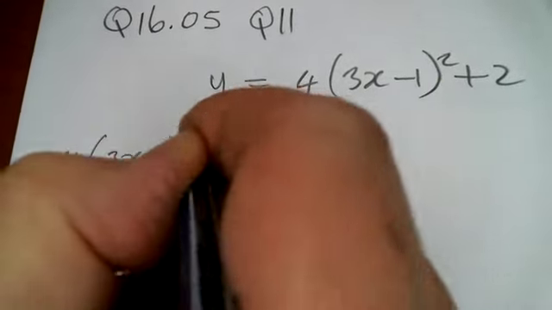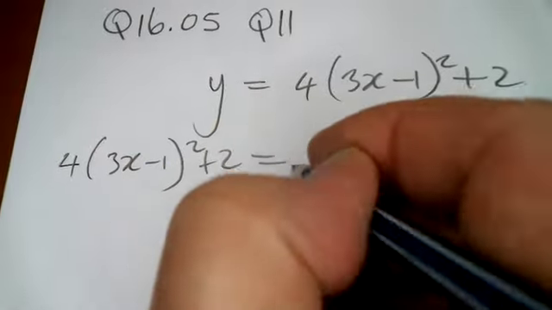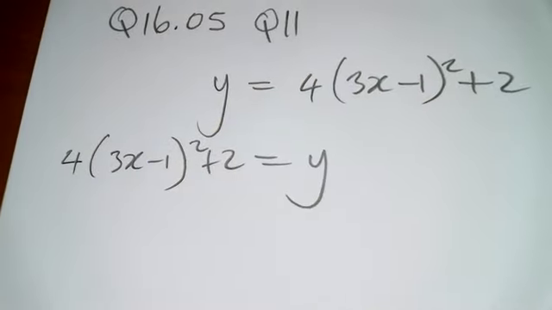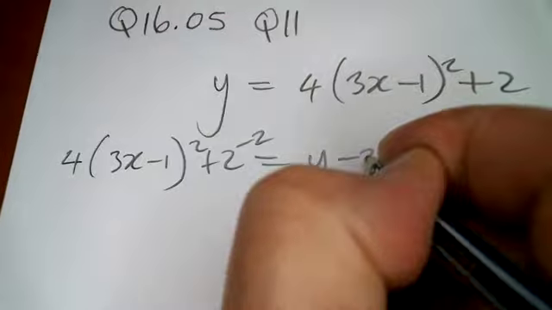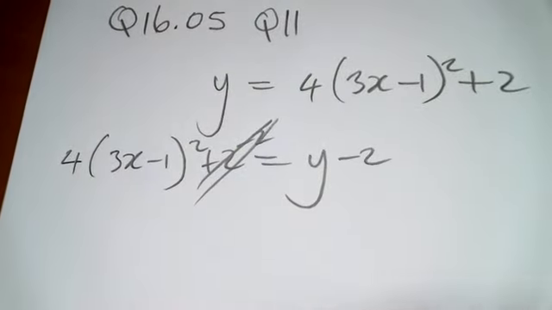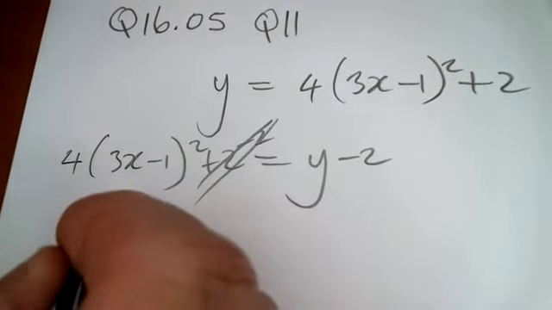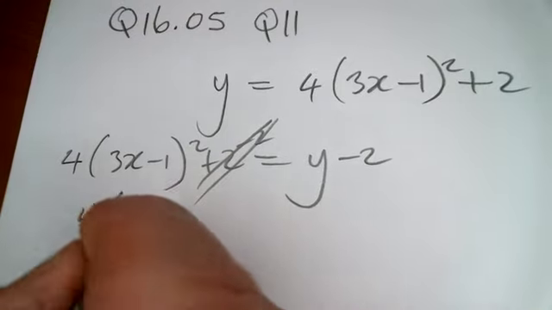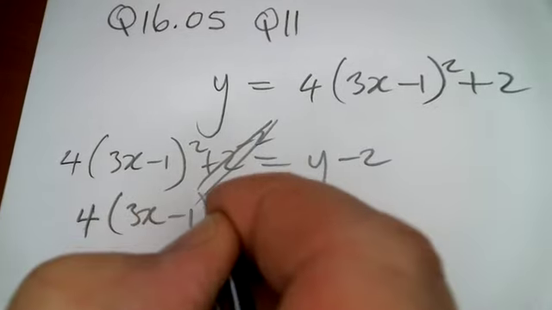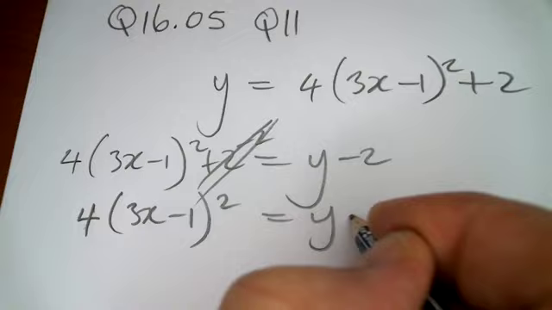3x minus 1 all squared plus 2 is equal to y. So I'm going to start off the other way around. I'm going to strip away all the elements until I'm just left with the x. So my first job will be to subtract 2 from both sides. Each time I'll rewrite it out so you can see how it gradually gets closer and closer. This is 3x minus 1 all squared is equal to y minus 2.